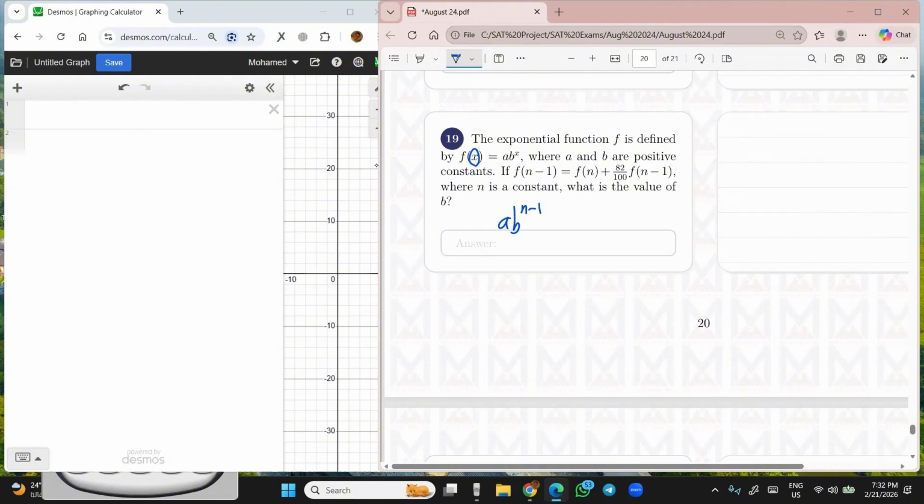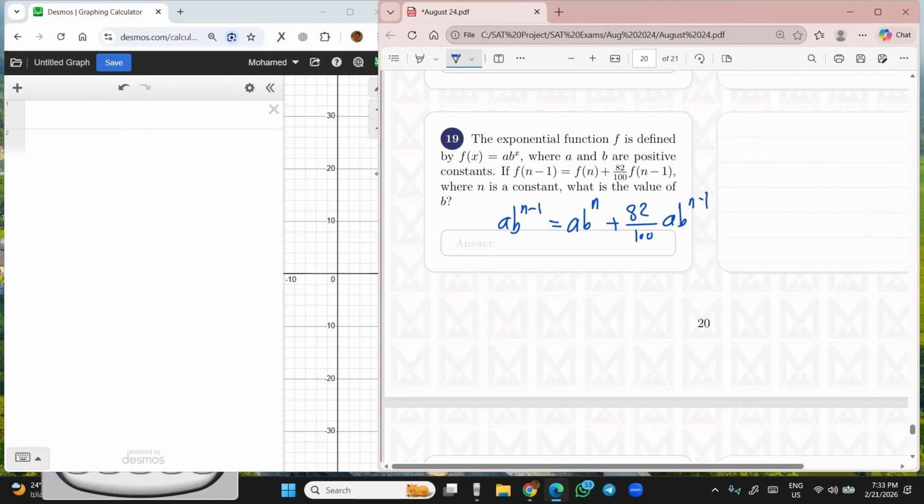Because f of x is ab to the x, f of n minus 1, ab to the n minus 1, equals f of n, which is ab to the nth power plus 82 over 100. And instead of f of n minus 1, we write ab to the n minus 1 power.